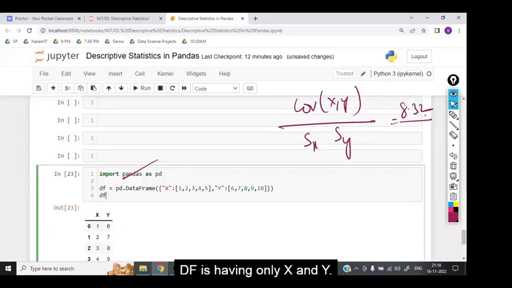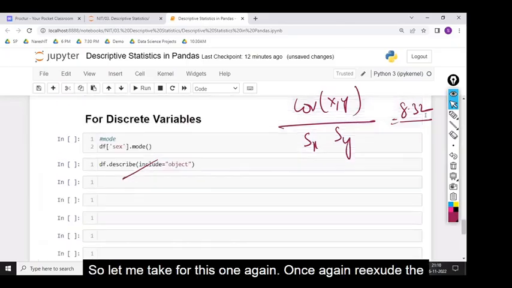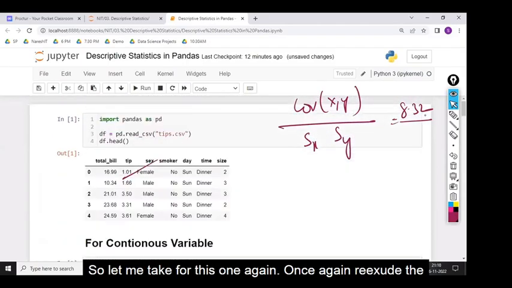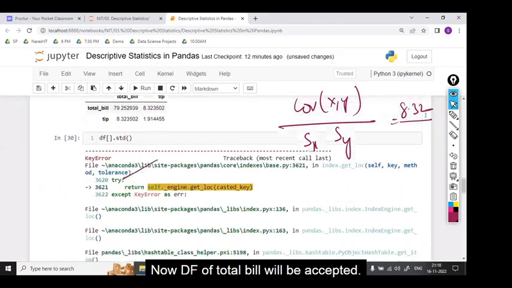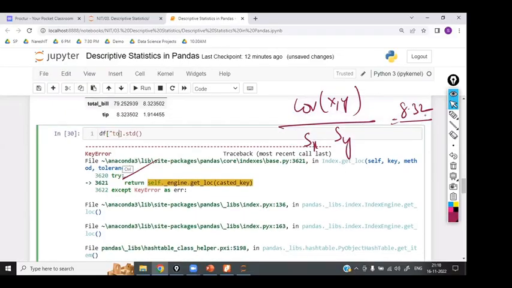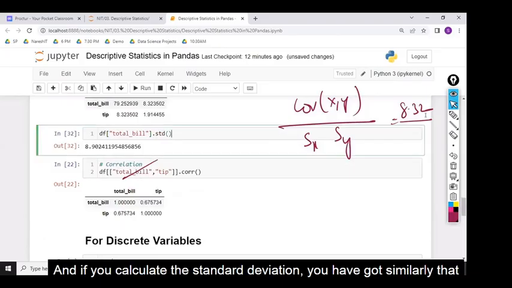df is having only x and y. So let me take this one again. Once again, re-execute the df first. Now df is having the columns with respect to this. Now df of total bill will be accepted. Okay, and if you calculate the standard deviation, you have got the value.